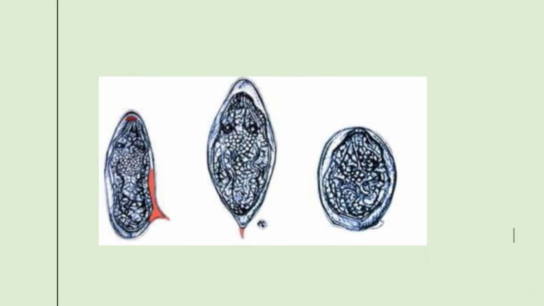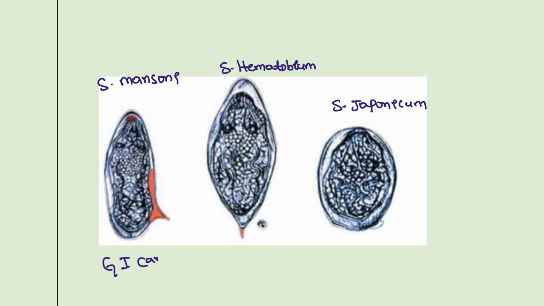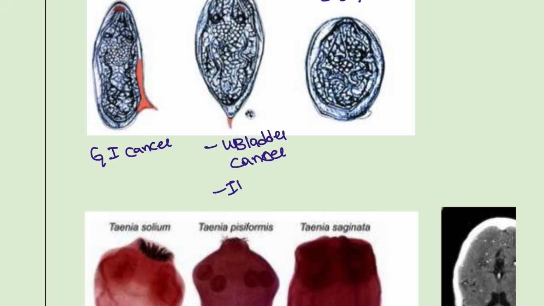Next species. Here this is the Schistosoma haematobium, and this is the Schistosoma japonicum. This is the Schistosoma mansoni. It can cause GI cancer. It can cause urinary bladder cancer, and also itching, swimmer's itch, and liver failure associated with haematobium.